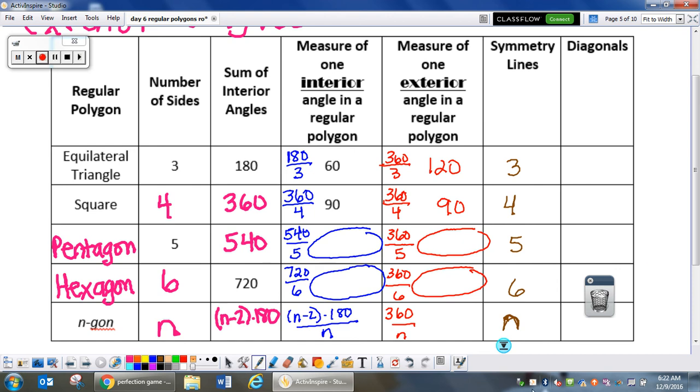Okay? All right, the diagonals are something we're going to talk about, and there's actually a formula we're going to use. An equilateral triangle has 0 diagonals. A square has 2.